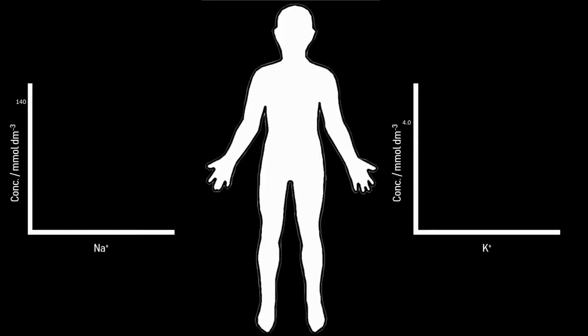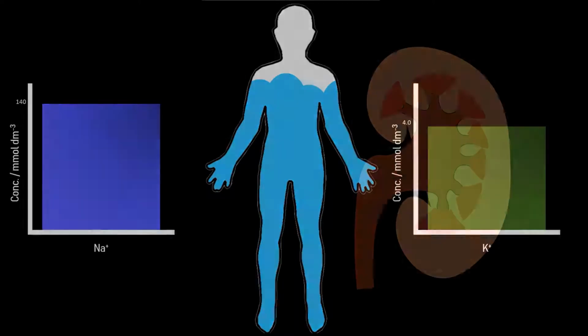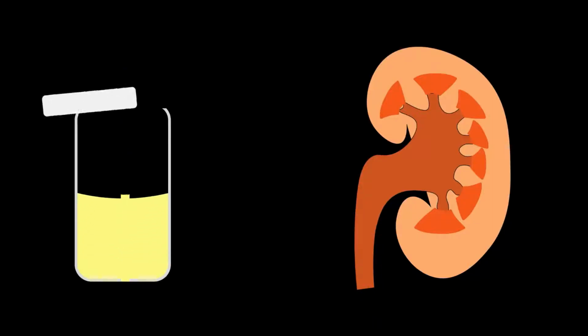Your body needs to regulate the concentration of ions, like sodium and potassium, and the volume of water it has within it, so it needs some way of getting rid of what it doesn't need without getting rid of what it does need. The kidneys take on that role, filtering out what you don't need to form urine.